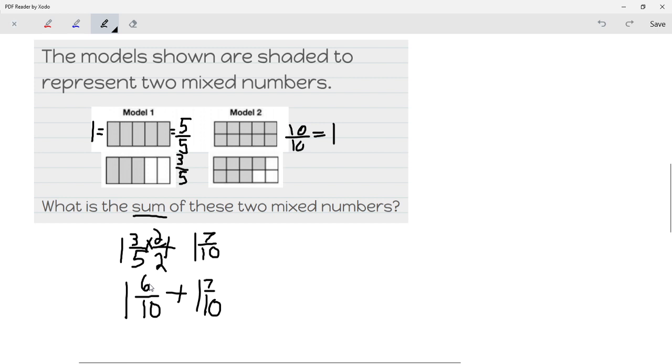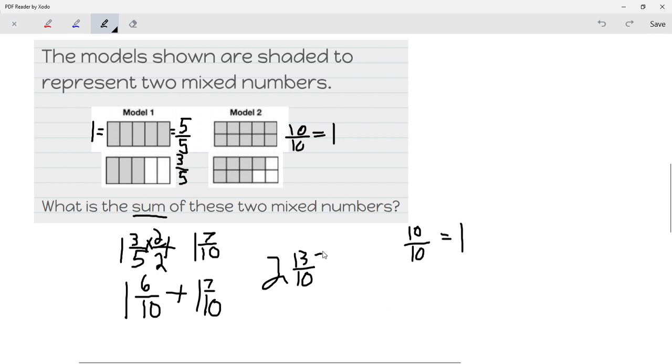We can add the fractions first. 6 plus 7 equals 13 tenths. We can add the whole numbers, and now we have 2 and 13 tenths. Now 2 and 13 tenths is not a proper answer. And the reason that it's not a proper answer is because this is an improper fraction within a mixed number. The numerator is bigger than the denominator, which means we have to convert this to a mixed number and then add it to 2. So I know that 10 over 10 equals 1.